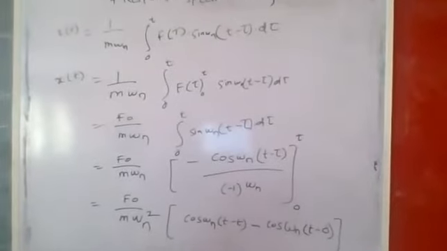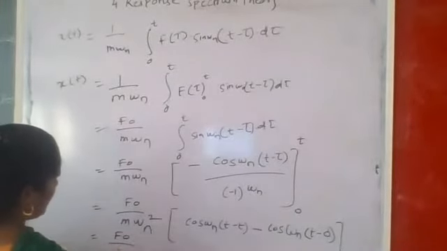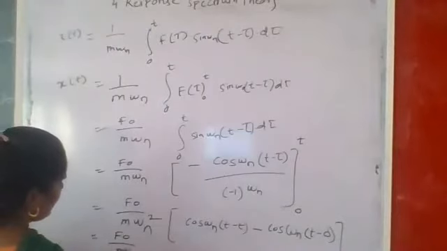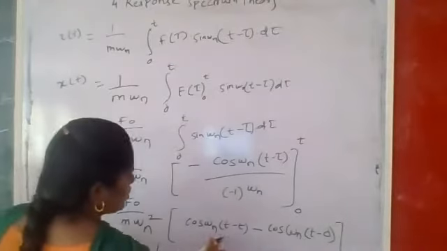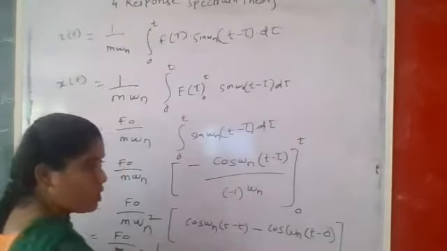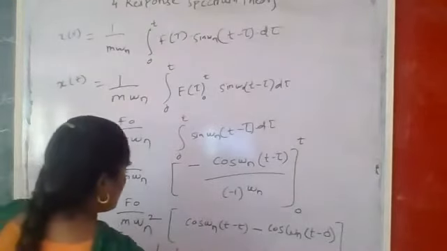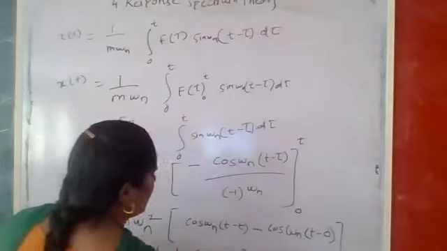So what is the remaining part? So write directly, you can write here, that is f naught upon m omega n square into bracket cos of omega n into t minus t, that will become cos 0, which is 1. So 1 minus cos of omega n t. So that is the resolution. So all of you write down this.